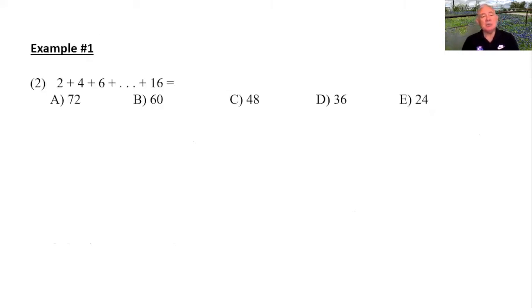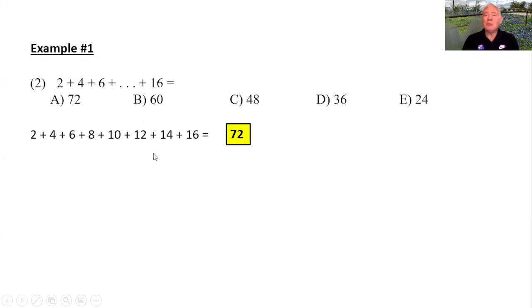Now here's a sample problem. It asks for the sum of even whole numbers from 2 to 16. A way to solve that could be to simply list out all the numbers: 2 plus 4 is 6, 6 plus 6 is 12, and then 12 plus 8 is 20, and so on. If you do that correctly, the answer comes out to be 72, or answer A. That would be one way to solve the problem.